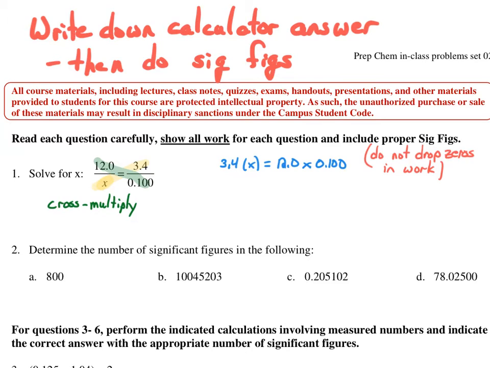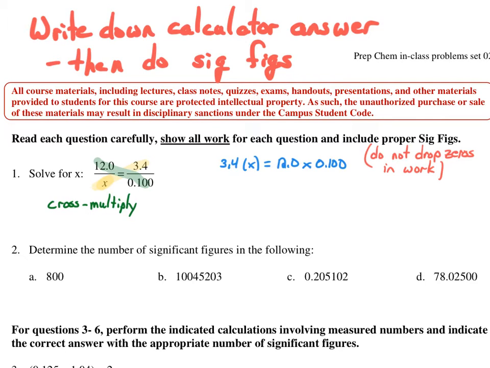Note that I keep these zeros. I retain these zeros. Don't drop them as you're working through the problem, as if you drop them, you lose your cues in terms of significant figures. These zeros are trailing zeros in a number with a decimal point. They are significant. Don't drop them. Otherwise, you're going to have a tendency to get the number of Sig Figs incorrect.